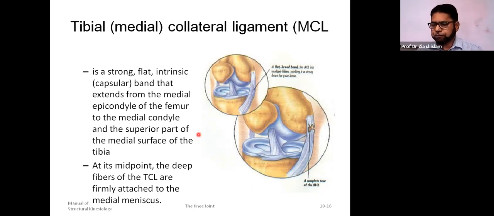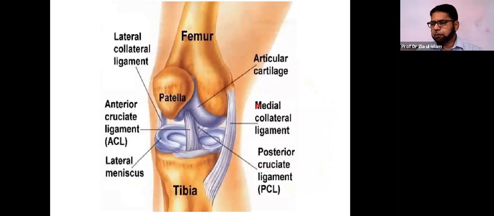At its midpoint, the deep fibers of the TCL, that is the tibial collateral ligament, are firmly attached to the medial meniscus. Of course, this medial collateral ligament runs from the medial epicondyle of the femur up to the upper medial part of the medial condyle of the tibia and the shaft of the tibia. In the middle it is attached with the medial meniscus.